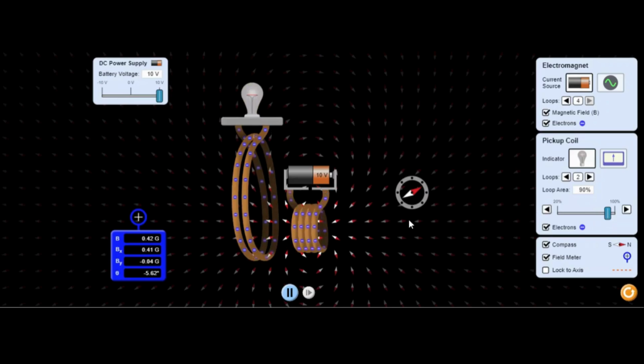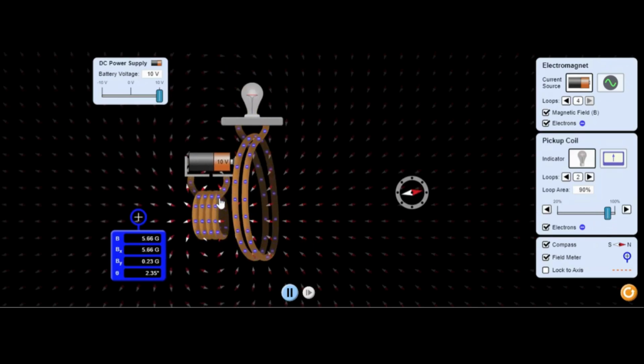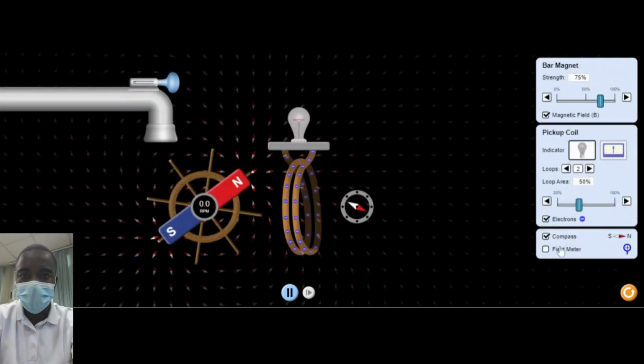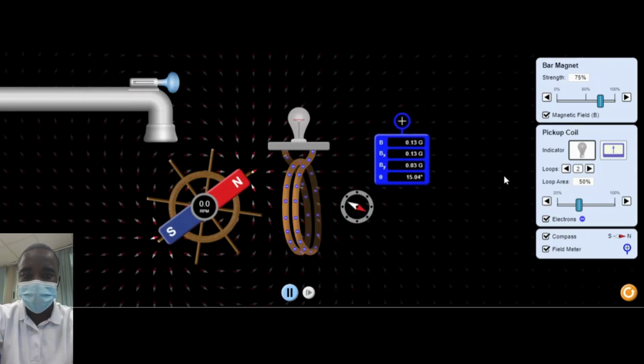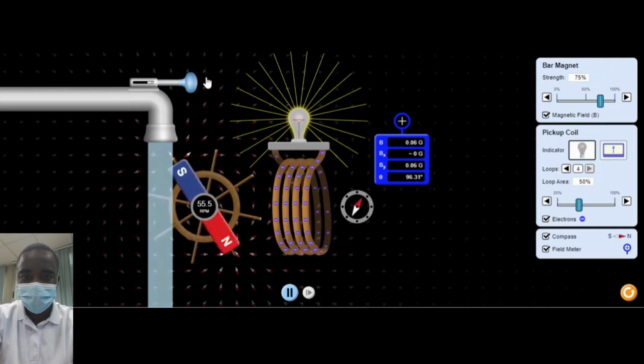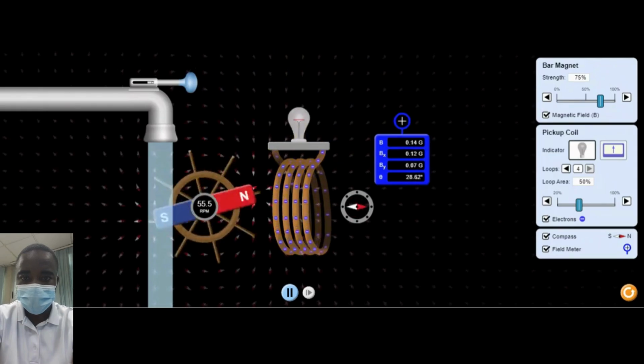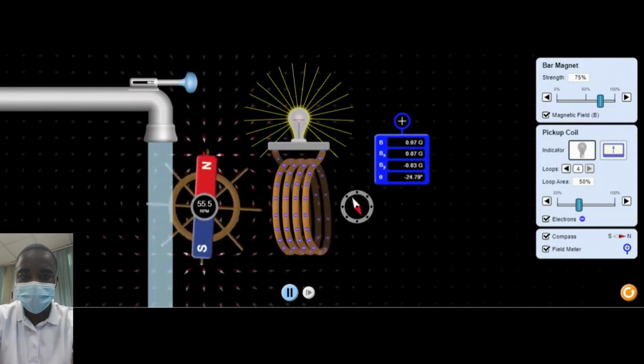Students can experiment with different ways to maximize the brightness of the bulb connected to the generator. For example, they can adjust the speed of the magnet's rotation, the strength of the magnet, and the number of turns in the coil. These adjustments help students understand the factors that influence the efficiency of an electrical generator.